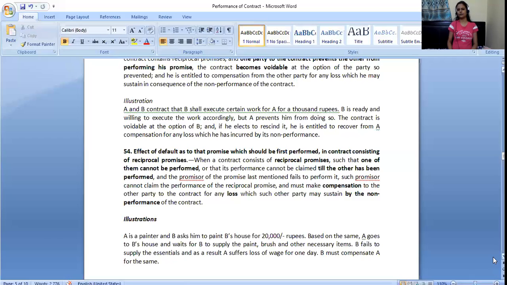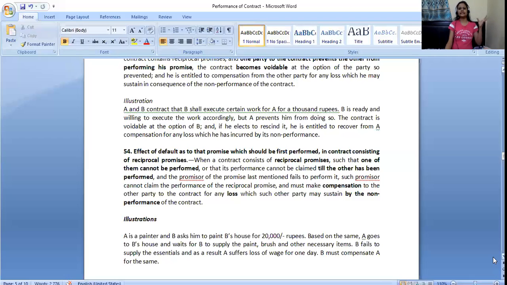Effect of default as to promise which should be first performed, as in if there is a contract between us regarding reciprocal promises, you should first perform your part, only then I will be able to perform. So if you do not perform it, what will happen? That is what it is all about. Take for example, if you are hiring a person to paint your house, first of all, it's your responsibility to give him all the instructions that this is how painting should be done, this is what color you should use, this is how you should use it. Secondly, you should supply all the necessary things like paints, brushes, and all of that. So this is the first part that should be performed. Unless or until this first part is performed, I cannot paint the house, right?